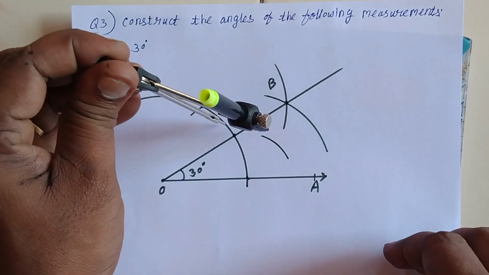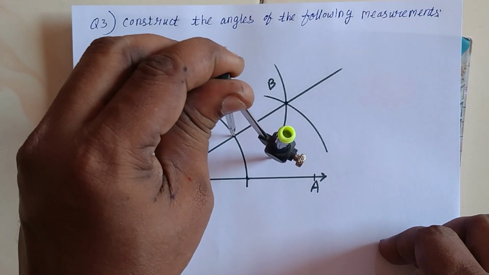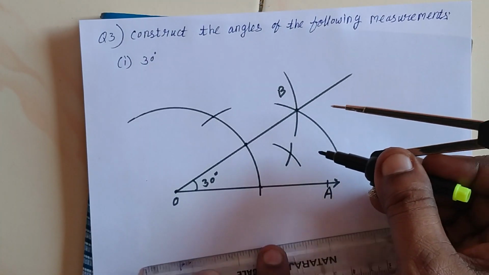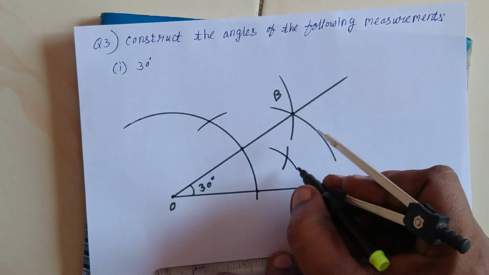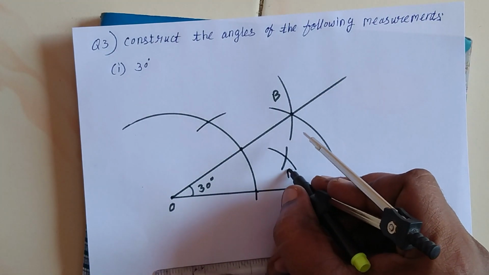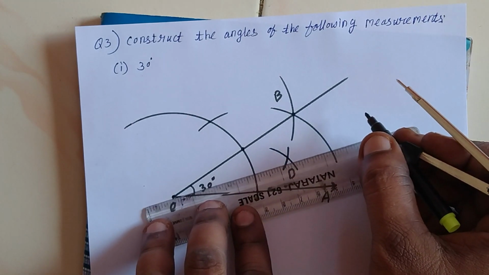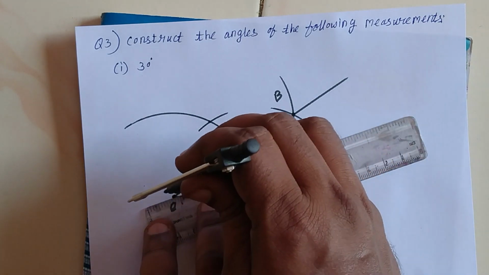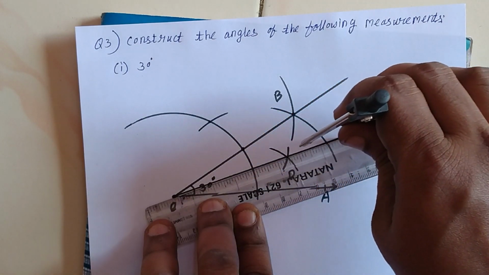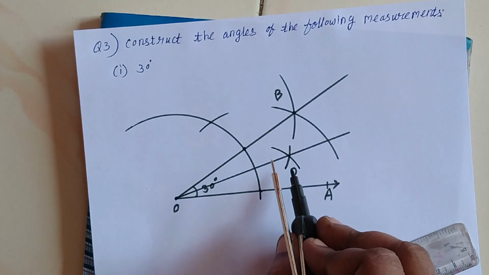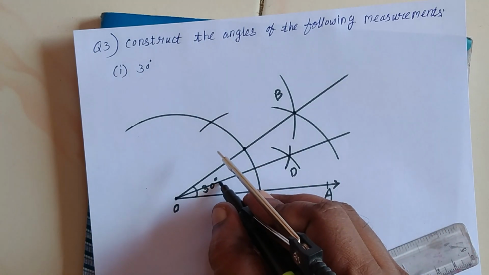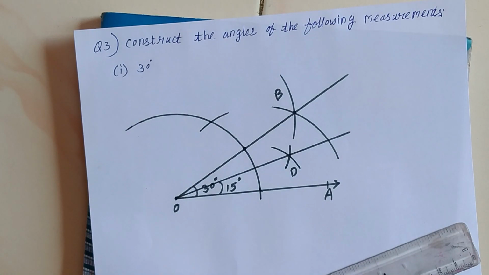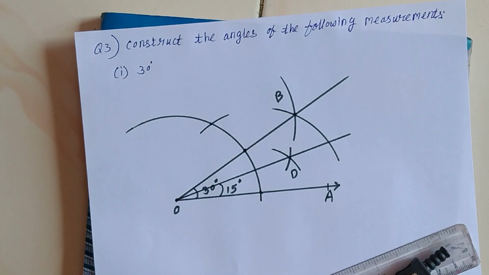And another arc we will draw from this point, which is 30 degree. So they are intersecting at this point. Now join O with this point, which you can take as point D. Join them. So this angle DOA will be your 15 degree, which you have to draw for this question, third sub question, 15 degree.